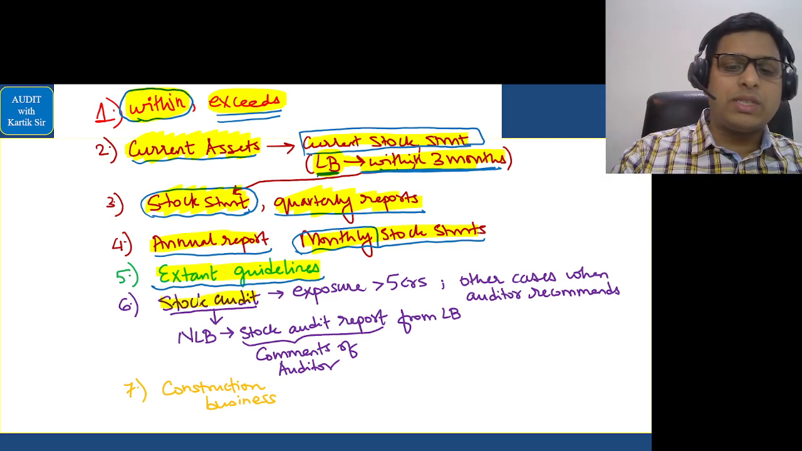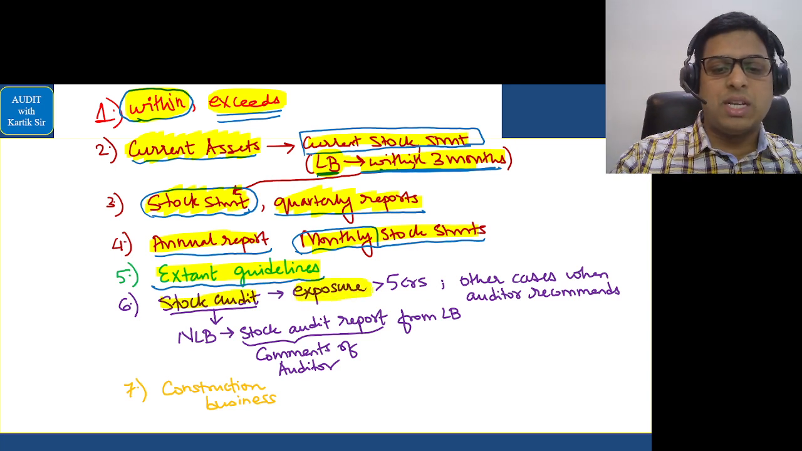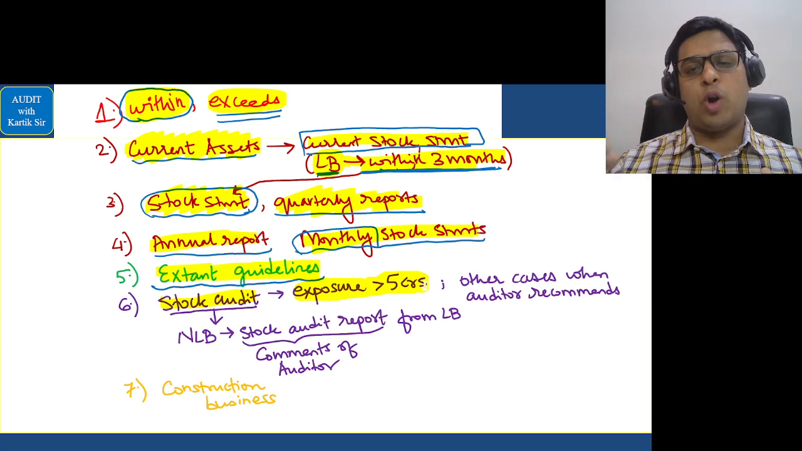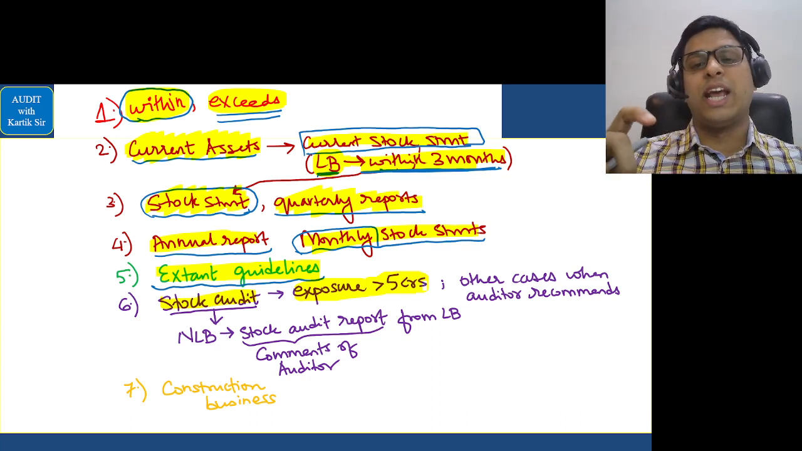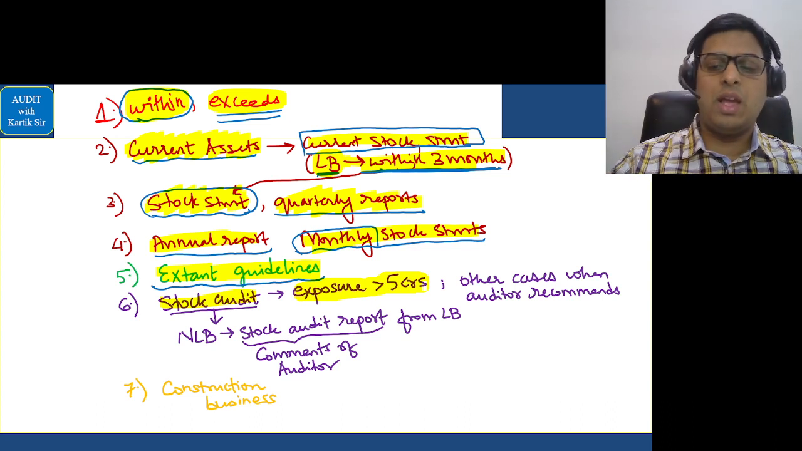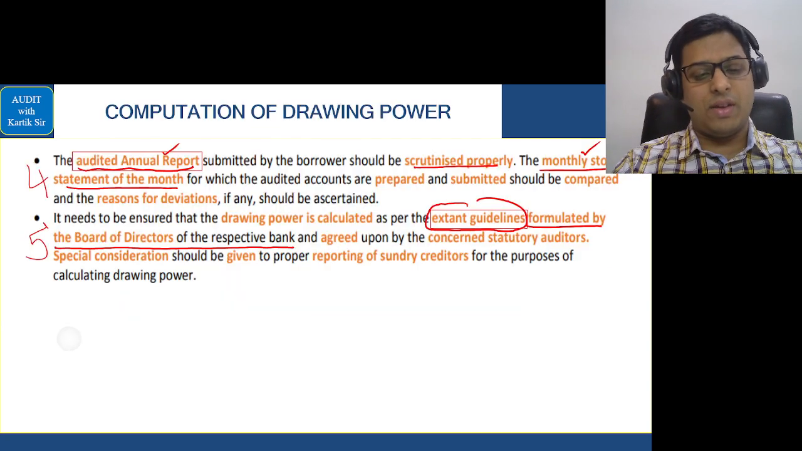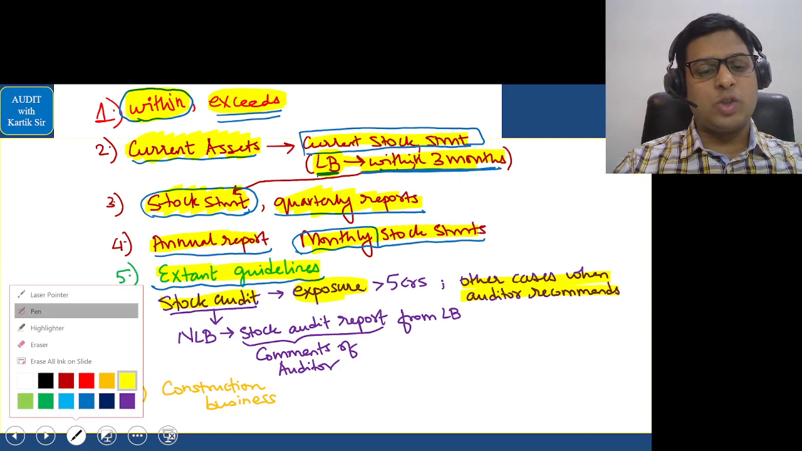Stock audit is compulsory if the exposure, which means the risk after giving the loan, is more than 5 crores. So if you have given a loan of more than 5 crores to a borrower and the borrower is not going to pay you the amount, then there is an exposure of more than 5 crores. In other cases also, whenever the auditor recommends, you should get the stock audit done.